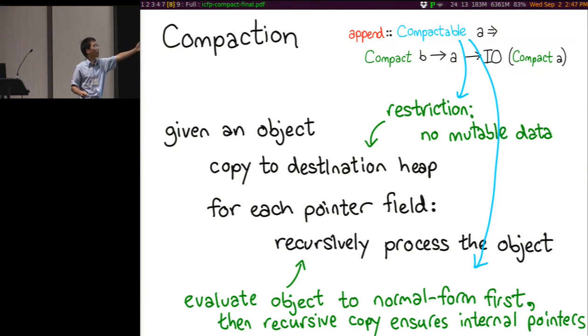When I copy to the destination, I want to make sure there's no mutable data. And when I'm copying these objects, I want to make sure they're in normal form first, so I'll first evaluate them before I go. The compactable type class is just a way of saying, at the type level, that these are the restrictions I want on the data in question.